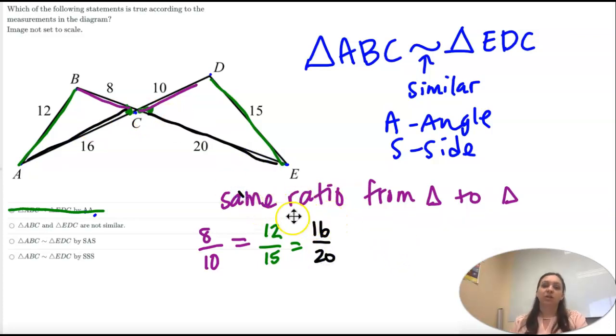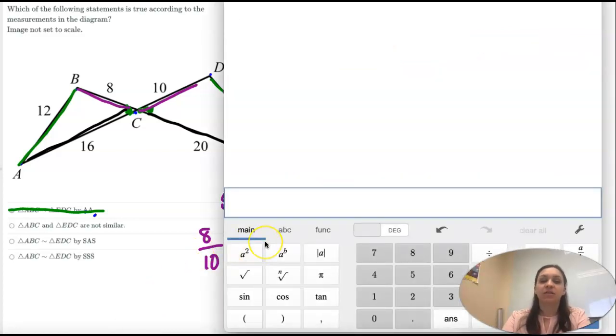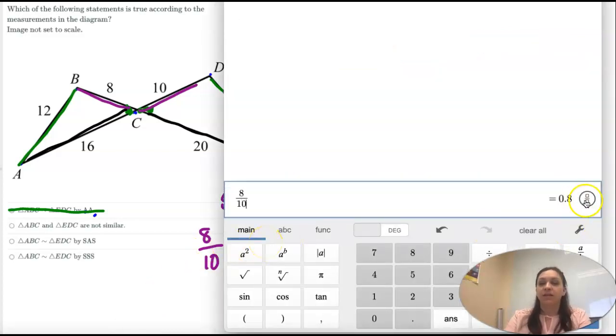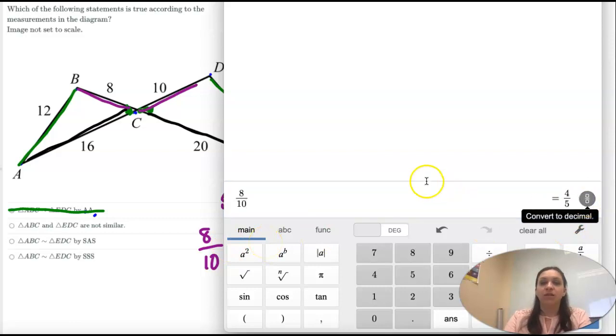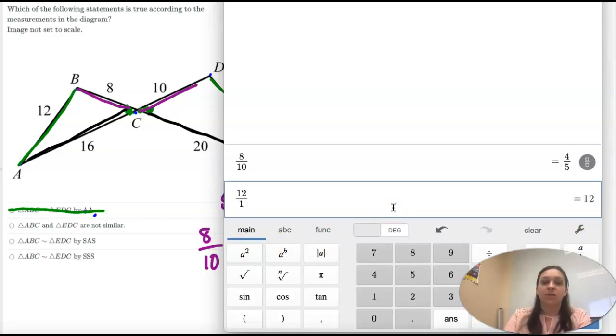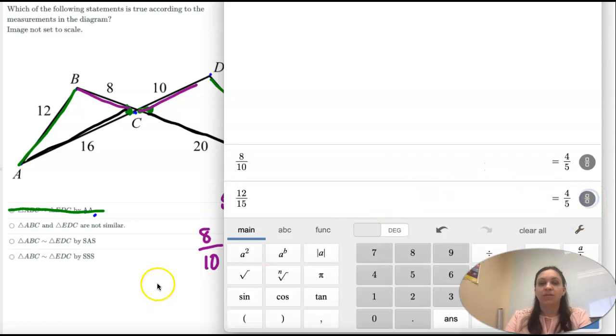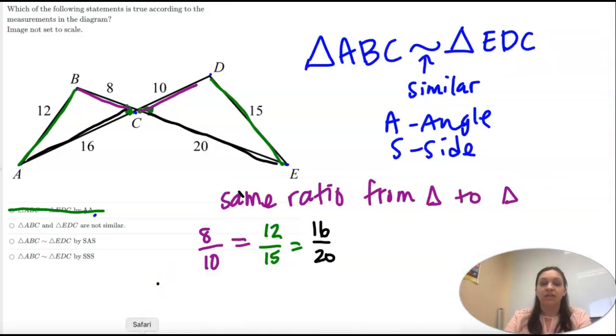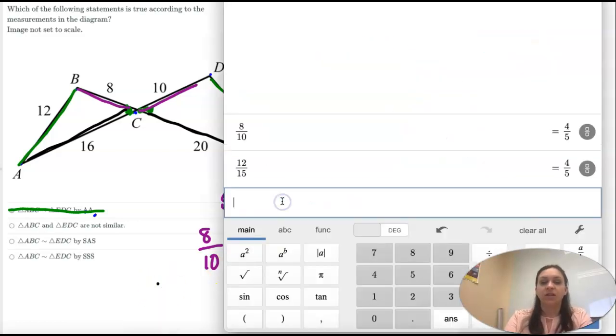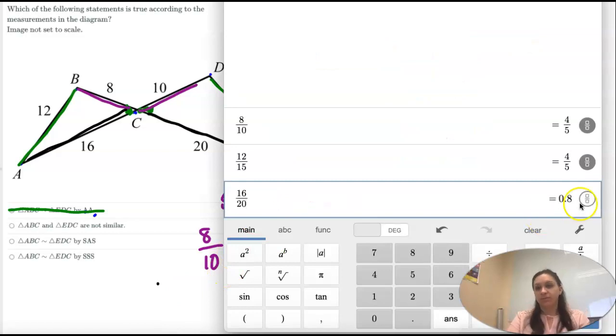So I want you to notice all of my numerators come from ABC. All my denominators come from EDC. Make sure you keep those in order. So let's see. 8 tenths is 0.8 or 4/5. 12 fifteenths is 0.8. And last one, 16 over 20.